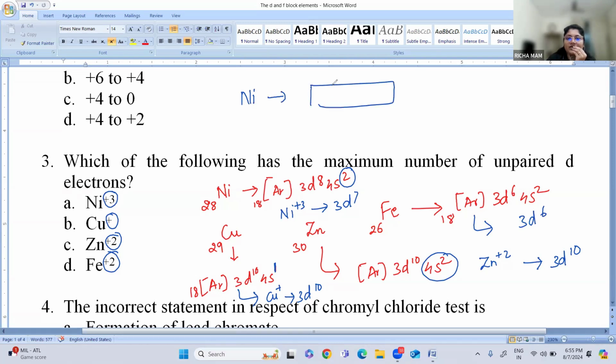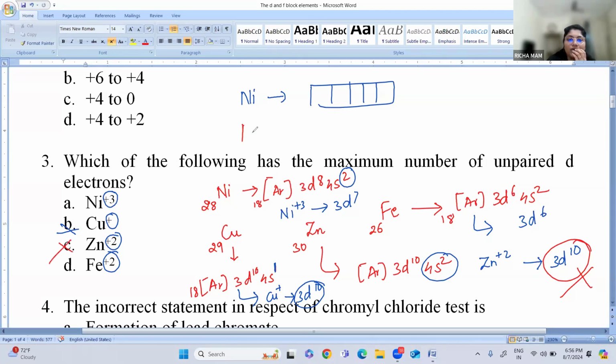Now write nickel. Nickel is 3d7. So let me write 1, 2, 3, 4, 5. Now copper, 3d10. So all are paired. So this is not possible. The third one is not possible. Then our zinc is also 3d10, so these are also all paired. So this is also not possible.